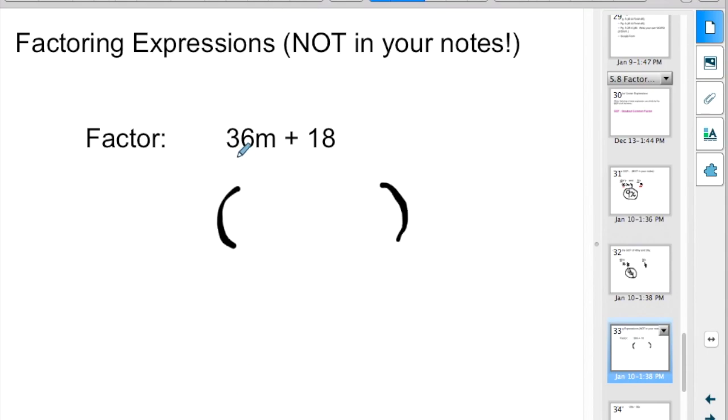So what we do is we look at our two terms and we find the GCF. So the first thing I notice is that there's an m in the first term but not an m in the second term. So the GCF will not contain any variables. Now I'm looking at my numeric part, 36 and 18.